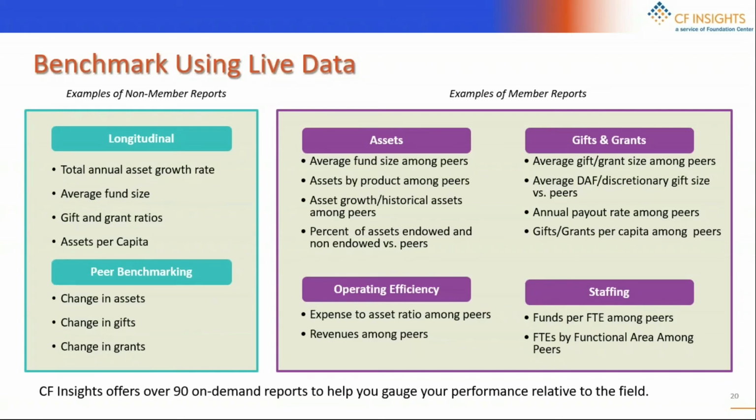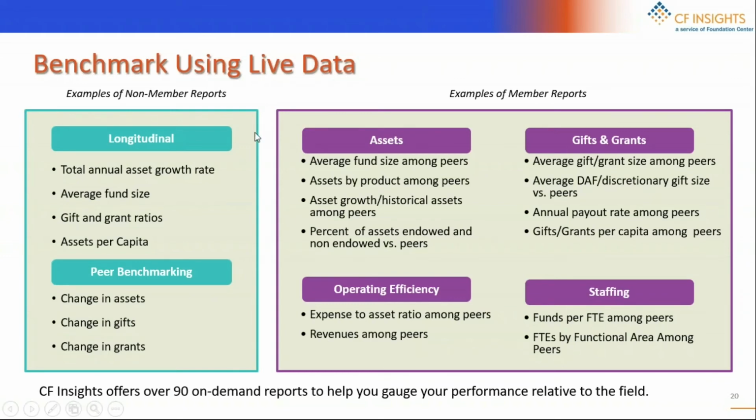So this is just a short listing of some of the reports that we make available on the CF Insights database, some of which are available to non-member participants of the survey as a thank you for sharing your data. And on the right side are examples of reports that our members can run on individual community foundations. So there are over 90 on-demand reports that help you gauge your performance relative to the field and to your peers. Anybody can take advantage of at least some of that functionality.